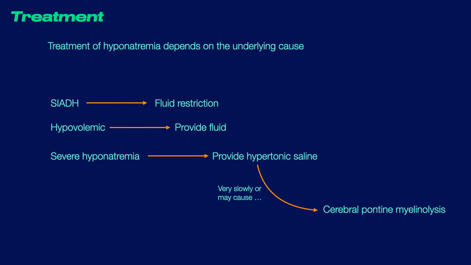Generally speaking, for severe hyponatremia, it is important to give hypertonic saline, but you have to provide it really carefully and slowly to avoid complications like central pontine myelinolysis, which is the loss of myelin in the pons, a structure in the brain, as you already know, and this is due to rapid shifts in sodium and water.